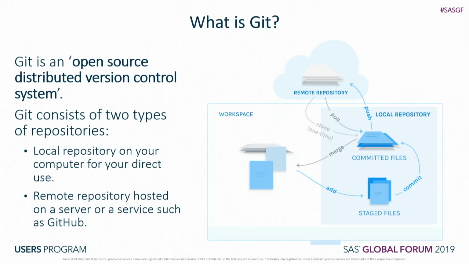So what is Git? Git is an open source distributed version control system. It consists of two different types of repositories: a local repository on your machine for your direct use, and a remote repository hosted on a server or a service such as GitHub. To the right is a little high-level diagram of what it is. Near the top, you have your remote repository hosted somewhere. And down on your computer, you have your workspace with all your files, and then your local repository that keeps track of all those files.